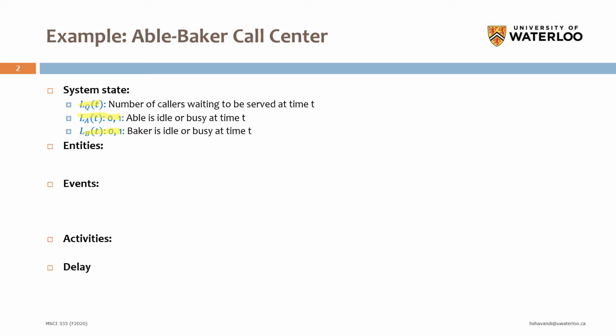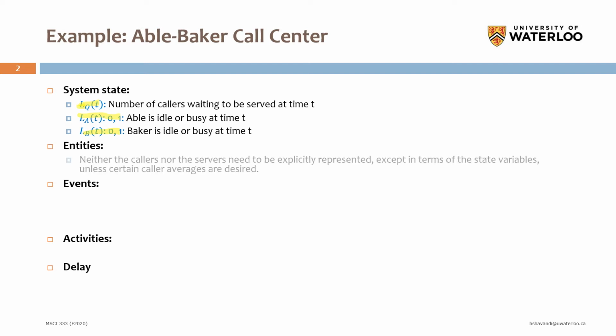L_Q(t) will be the number of callers waiting to be served at time t. L_A(t) and L_B(t) will be Able's and Baker's status at time t. It's a binary variable: 0 means they are free and 1 means they are busy.